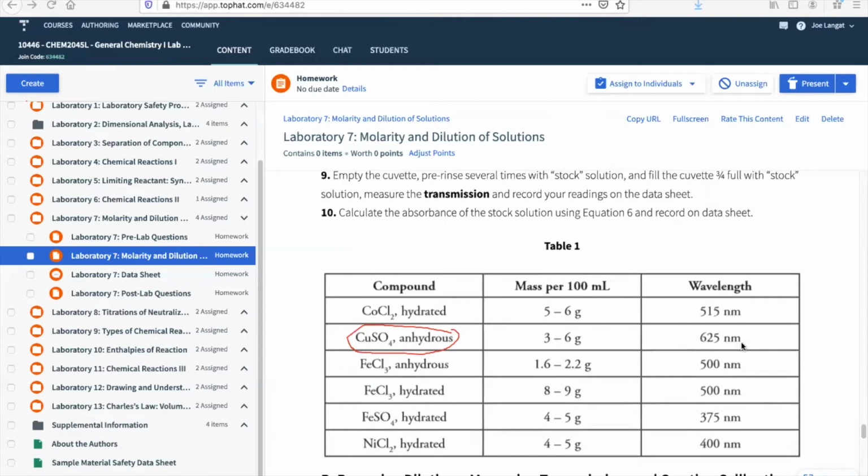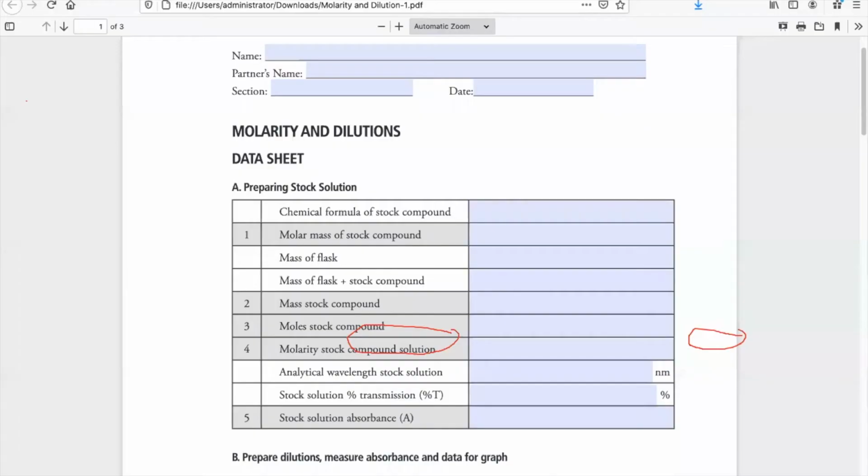And you'll get the note: this is the analytical wavelength. We will need that as well. So with that, I know the chemical formula of the compound, the stock compound.